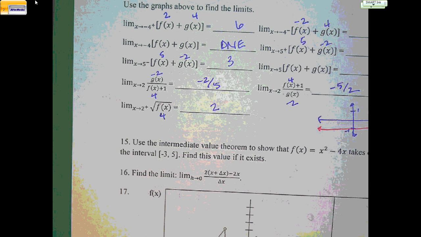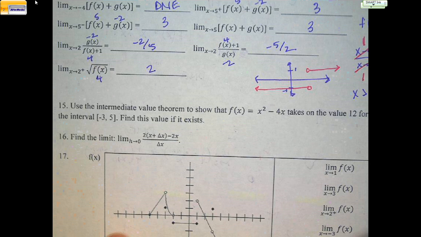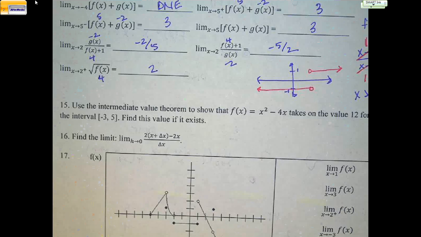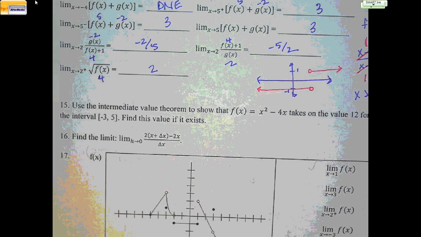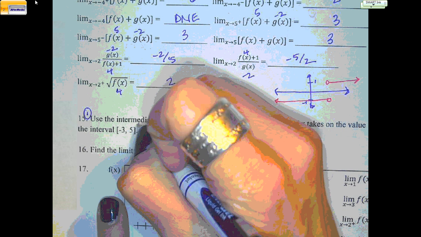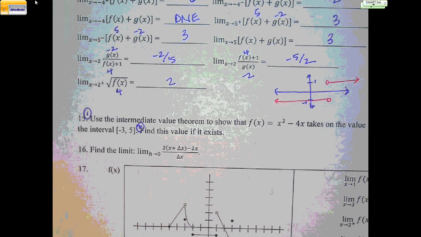Okay. 15. Use the intermediate value theorem to show that function takes on a value 12 for an x on that interval. Find the value if it exists. This is in 2 parts. And the reason I wanted to use those words instead of the ones in the textbook is because, number one, I want to make sure you understand it, and number two, you might see that kind of language again, and I want to make sure you know it's asking the same thing your textbook did. It's just worded differently. There's 2 parts to this.